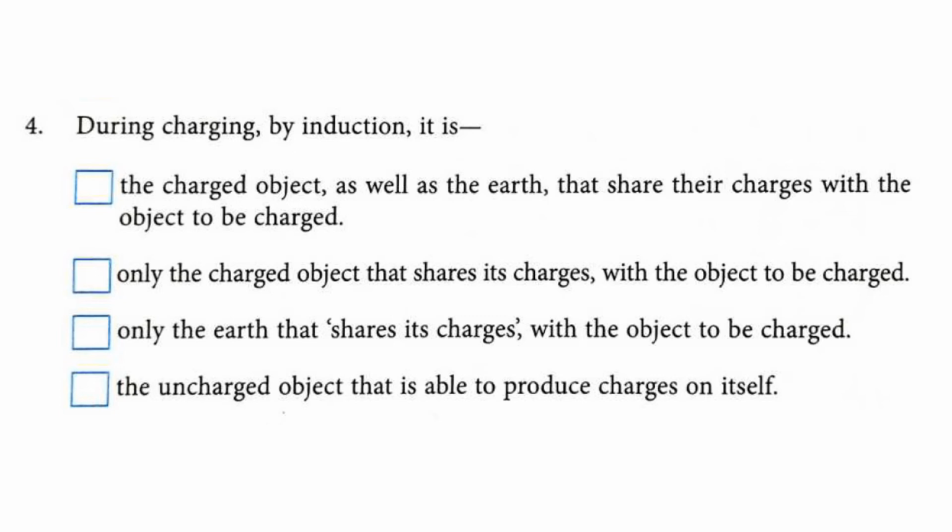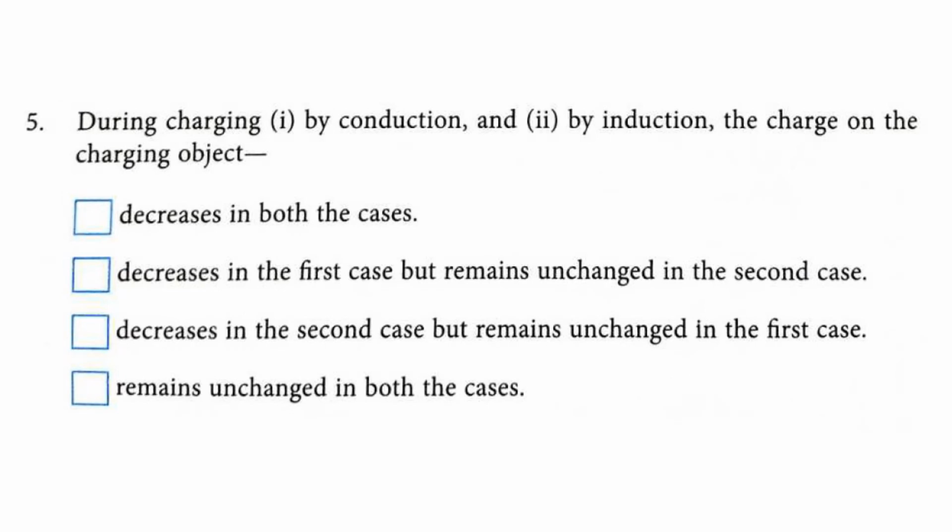The fourth one is given, the uncharged object that is able to produce charges on itself. No, it is wrong. So, the third option we can select, only the earth that shares its charges with the object to be charged. Fifth one, during charging by conduction and by induction, the charge on the charging object.